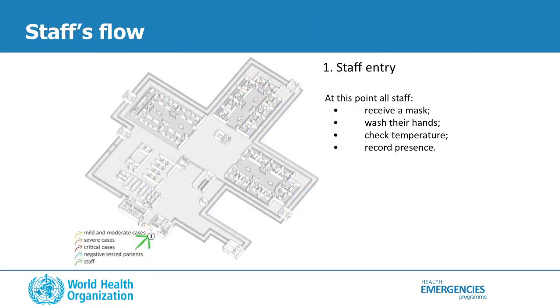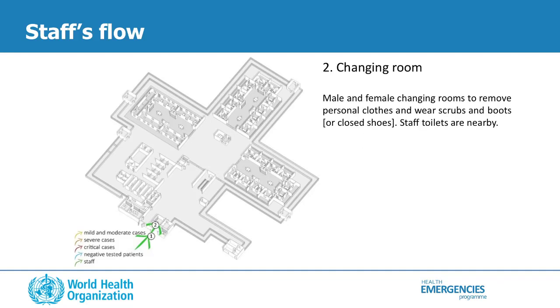On this diagram, we are going to look at the staff flow. First, staff entry. Staff at this point will receive a mask, wash their hands, have their temperature checked, and record their presence. Number 2 are changing rooms. There are changing rooms for male and female to remove personal clothes and wear scrubs and boots or closed shoes. Staff toilets are situated nearby.